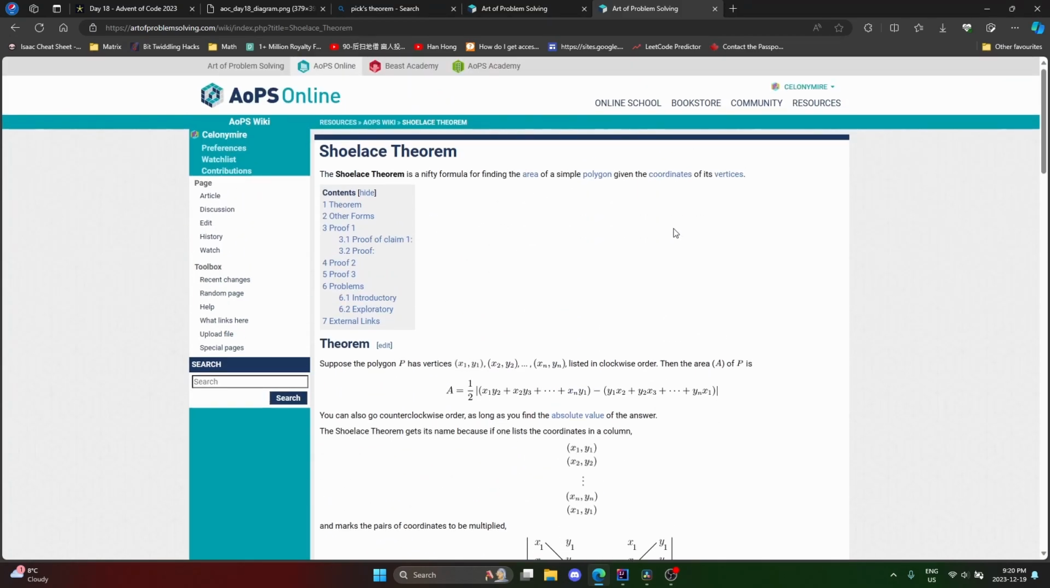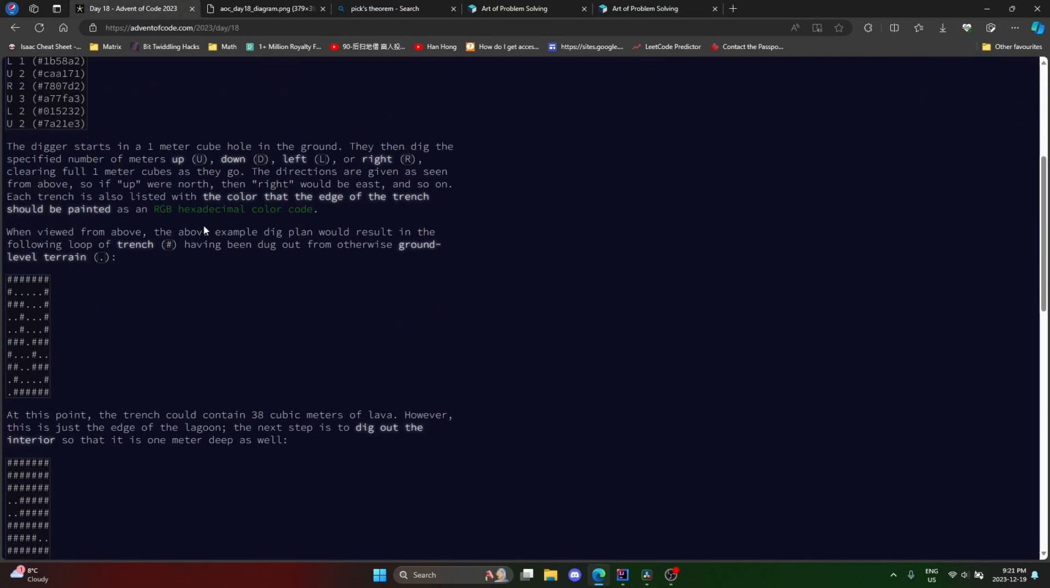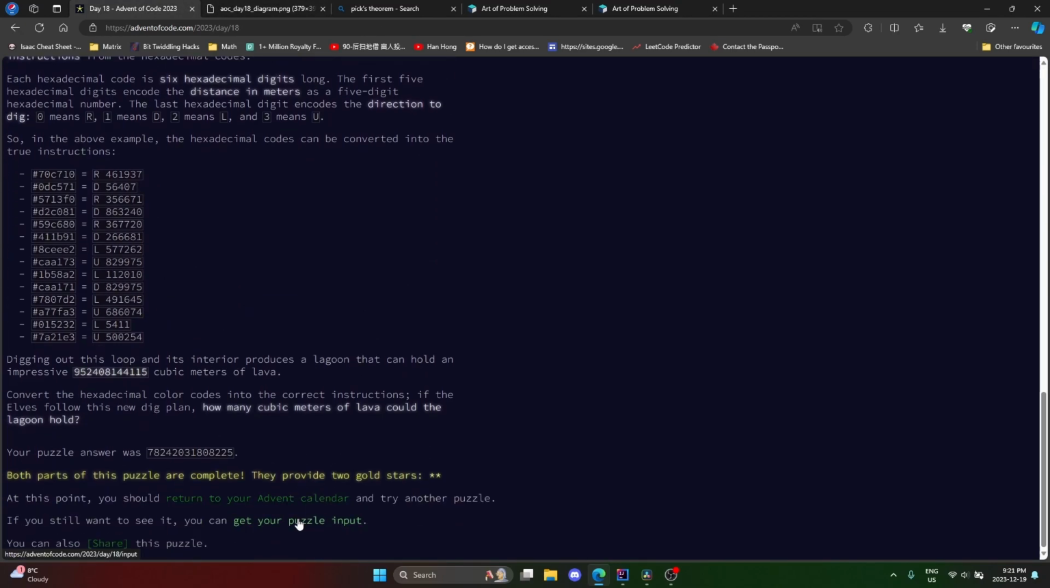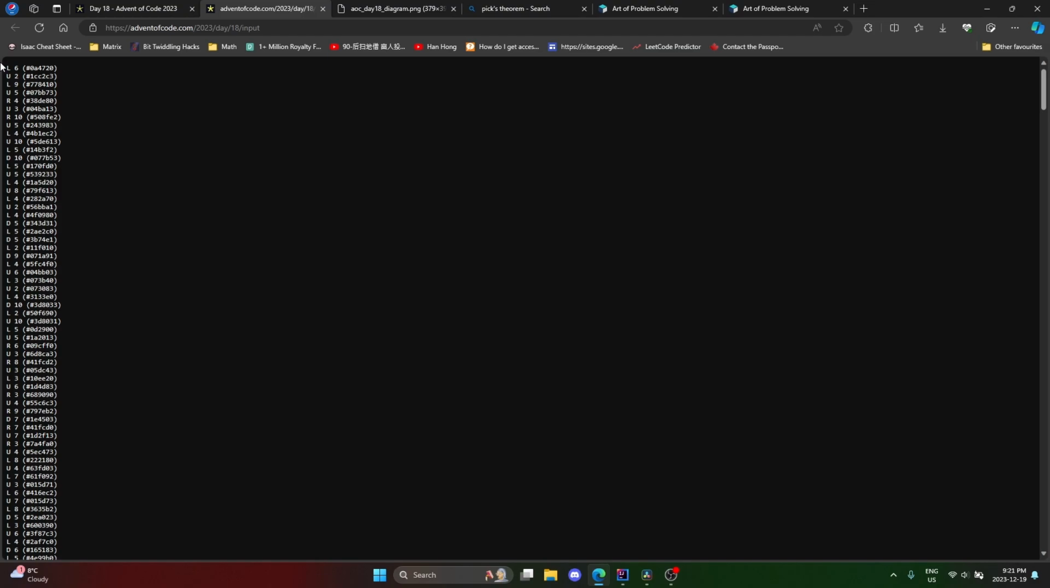So the shoelace theorem allows you to find the area of a polygon. You have n points. So this is a formula we definitely want to use because we don't know how many points we have, but we know it's a lot. Like, look at this. Every single time we turn, we basically create a point. And we have all this.